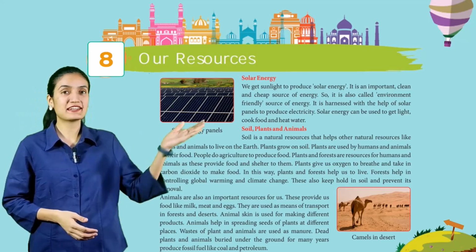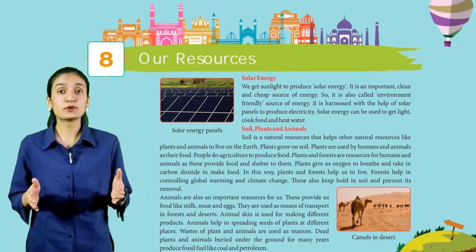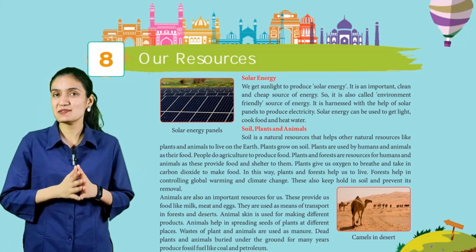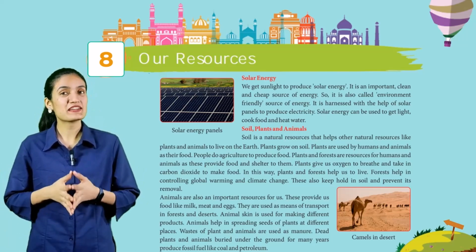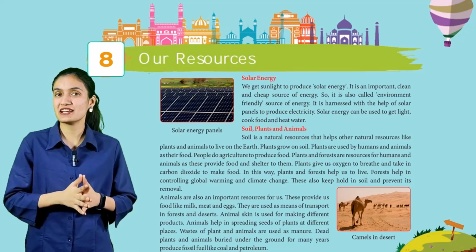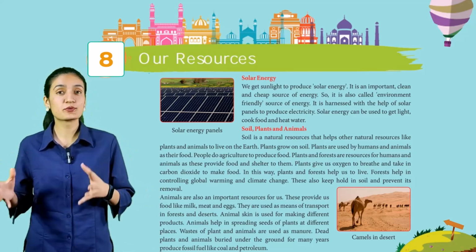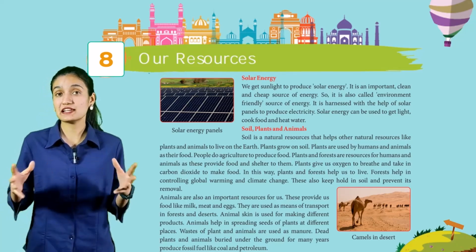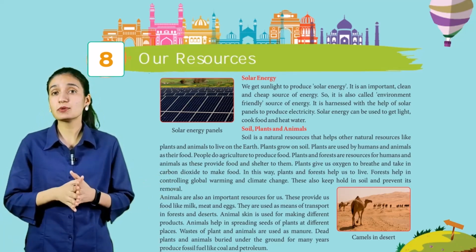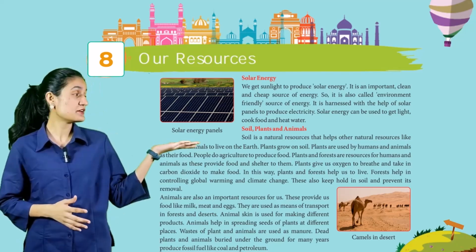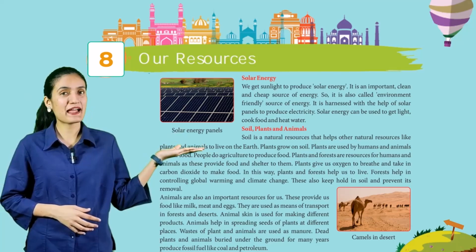Next, solar energy. We get sunlight to produce solar energy. It is an important, clean and cheap source of energy. So, it is also called environment-friendly source of energy. It is harnessed with the help of solar panels to produce electricity. Solar energy can be used to get light, cook food and heat water. Here you can see solar energy panel.